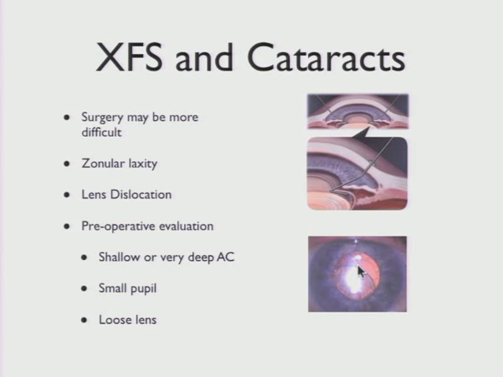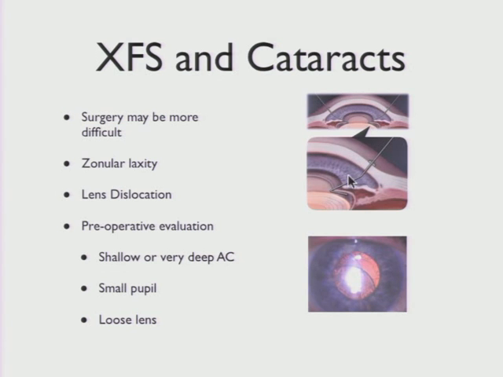Now, complications during surgery can be prevented by careful preoperative evaluation. Not always prevented, but it can be. For instance, one can see a shallow or a very deep anterior chamber. All these things connote a loose lens. One may see a small pupil indicating poor dilation, and this can make the surgery more difficult.